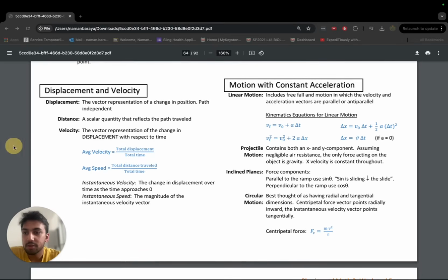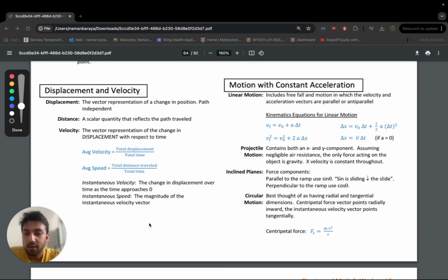All right, displacement and velocity. It's important to know, and we already talked about this, that displacement is the change in position, and it's path independent. Distance is the scalar quantity which reflects the path traveled, and velocity represents the change in displacement with respect to time. So it's important to know the differences between all of these.